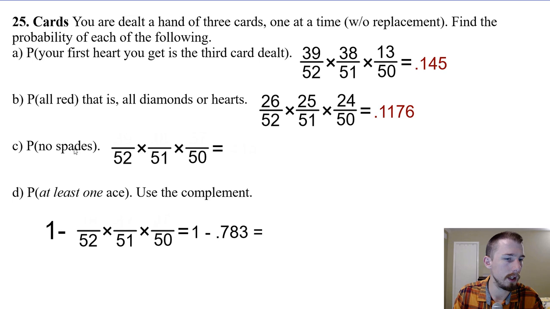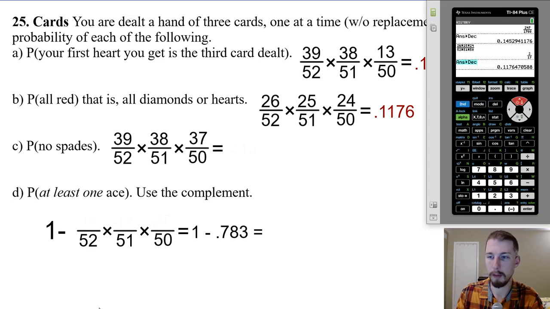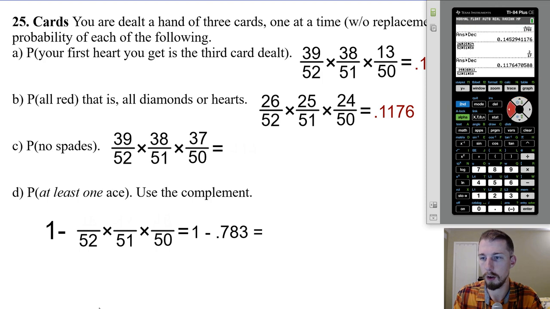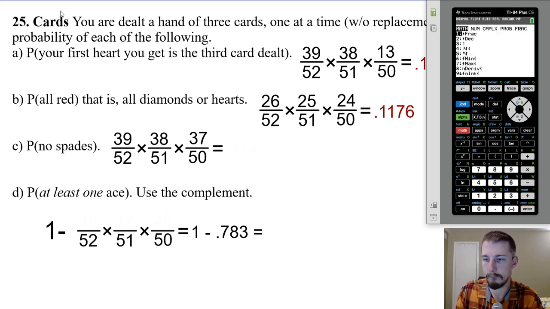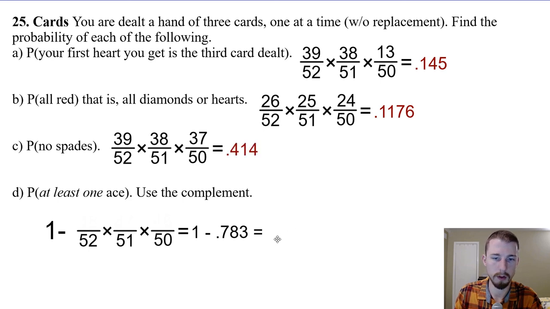Okay, and then no spades. All right, so spades are going to be 13, so that would be 39, and then 38 and 37, because we're asking for the same thing each time, is what I meant by that. Which actually you could go up to this one because it's even more similar to it. And then change that to 37. Okay. Math, convert to a decimal, 41 point. Okay, I rounded.